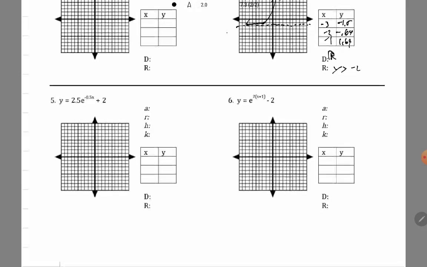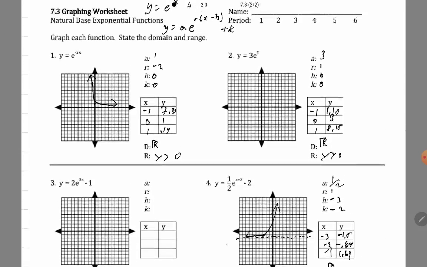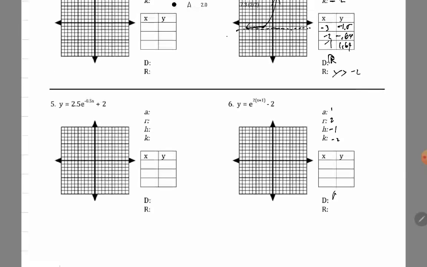And then number 6. A is 1, r is 2, negative 1 for h, k is negative 2. And if they ever ask you if it's a growth, remember, if it's increasing from left to right, it's a growth. If it's decreasing from left to right, it's a decay. So domain, once again, all real numbers. With k, y is going to be greater than negative 2.